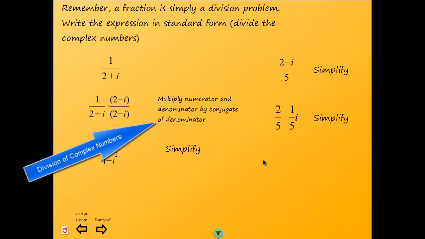So really, there's one way to divide complex numbers, and it's right here in the middle, where you multiply numerator and denominator by the conjugate of the denominator. So it simply is applying what you already know about multiplying complex numbers and then simplifying the fraction into its fraction form.